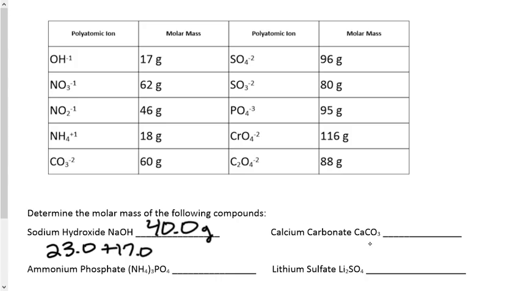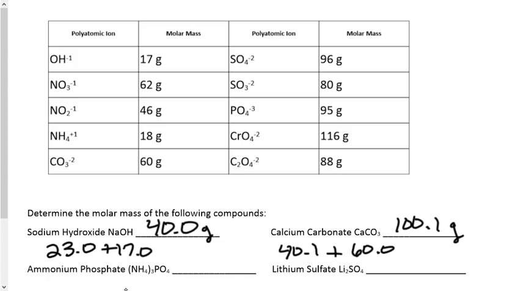Now what about calcium carbonate? Well, calcium is on the periodic table. It's in group 2, an alkaline earth metal. Calcium has a mass of 40.1. Plus now CO3 is carbonate. We'll find that on our polyatomic ion chart here. That has a mass of 60. So we'll add 60 to that. And we add that together, we get a mass of 100.1 grams.